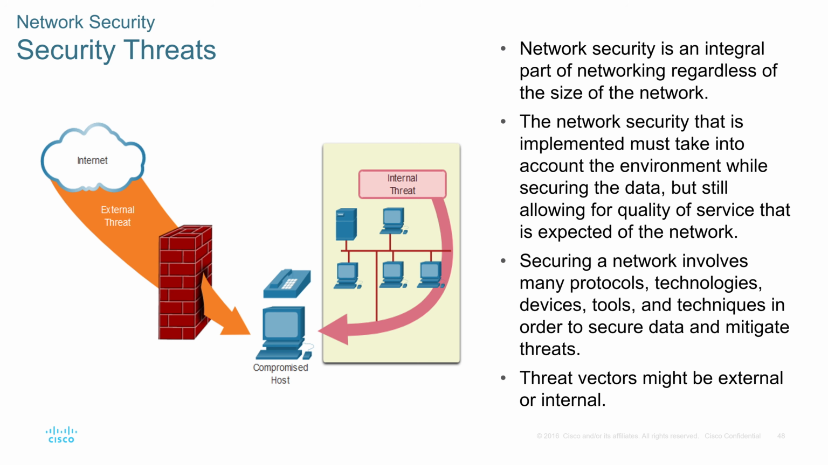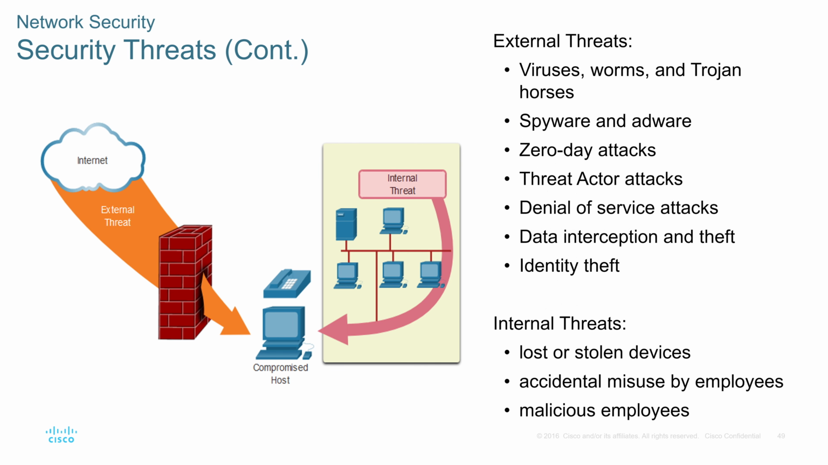Securing a network involves many protocols, technologies, devices, tools, and techniques in order to secure data and mitigate threats. Threat vectors might be external or internal. External threats could be something coming from the internet, and an internal threat could be someone inside your network trying to gather data, or an infected device inside your internal network trying to gather data. That can be considered an internal threat.